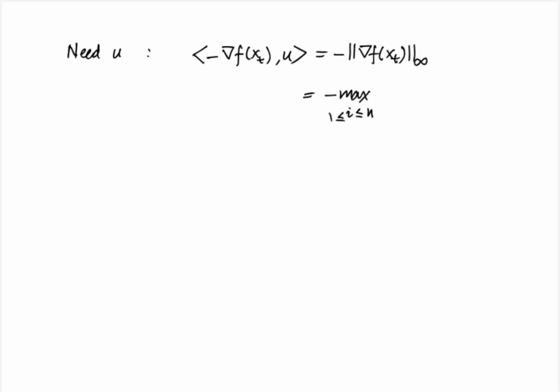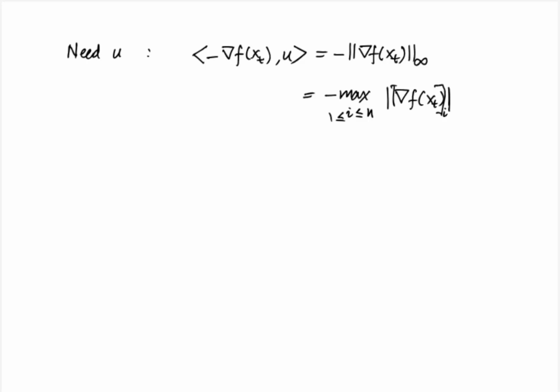So we need to find u such that the inner product of -gradient f(x_t) and u is equal to -||gradient f(x_t)||_∞, which, if you recall, is equal to minus max over i of the absolute value of the ith entry of gradient f(x_t). We can see here that I only need one of the entries of u to be 1 or -1, then the equality can hold. So we can pick the index corresponding to the largest absolute value of entries of gradient f(x_t).